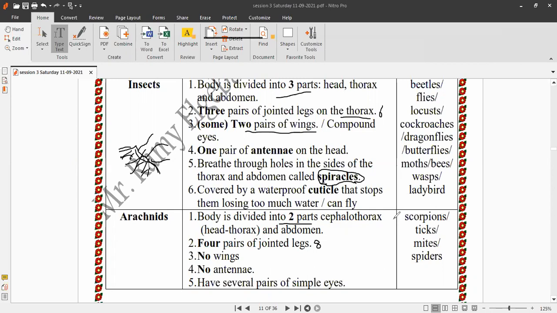An arachnid's body is divided into 2 parts, cephalothorax and abdomen, with 4 pairs of jointed legs, no wings, and no antennae. They have several pairs of simple eyes, not compound eyes like this.